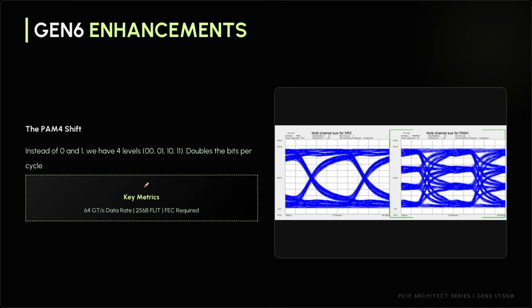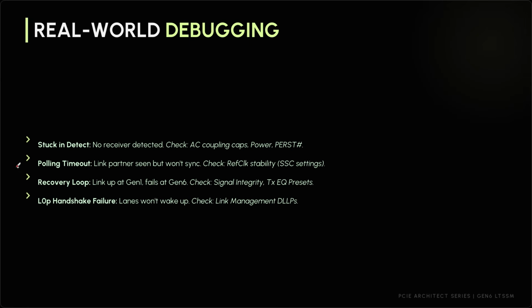Now let's see how engineers actually debug LTSSM failures in real projects. While debugging PCI, always ask one question: which LTSSM state is failing? If stuck in detect, check power rails and presence. If stuck in polling, check reference clock stability. If it's stuck in recovery, investigate equalization and signal integrity. If the L0p handshake fails, check data link layer messaging. A good PCI engineer always traces failures using LTSSM state transitions. A state machine often reveals the root cause immediately.